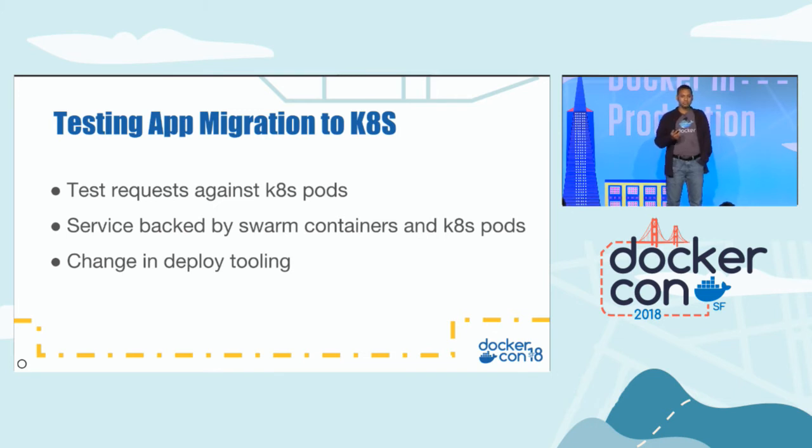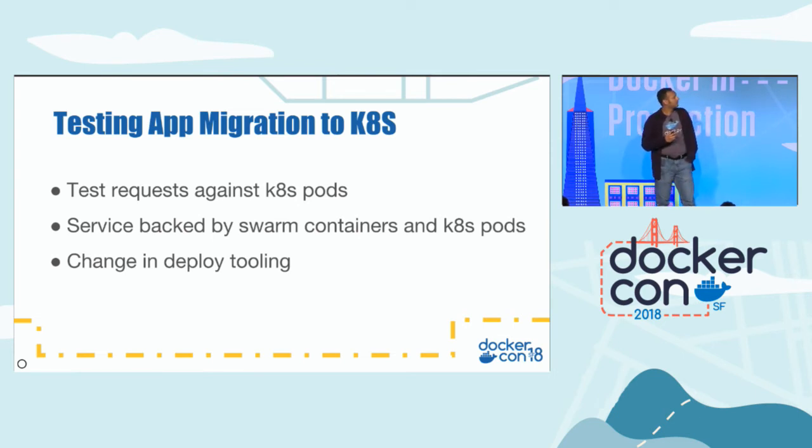I'll monitor the pod. We have a lot of dashboards from Prometheus and Grafana, so I'll monitor the service and see if it's behaving fine. If the service is fine, I'll slowly start adding more pods, and as each pod was added, it would start getting traffic. Once I was comfortable after a while that the service was serving properly from the pods, I would remove the Swarm containers, so the service was completely backed by pods.